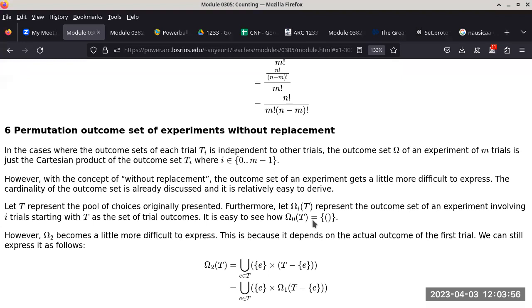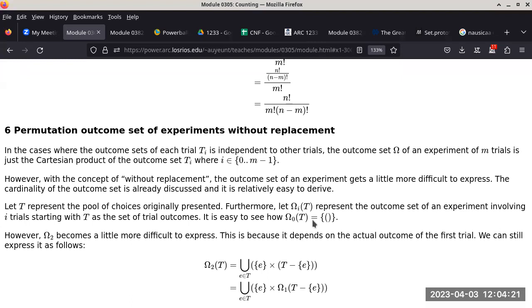You can think of a permutation as a tuple, where ordering is important, and a combination as a set, where ordering is not important. Is that okay? All right. So that's what the zero is for. The number in the subscript tells us how many trials we plan to have in a particular experiment. The parameter T is a set.